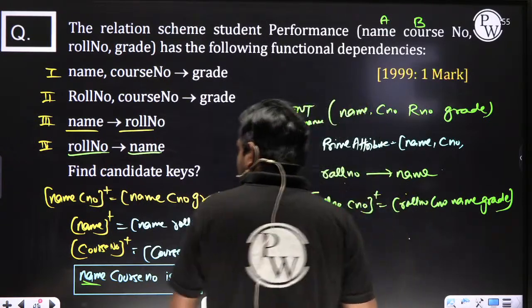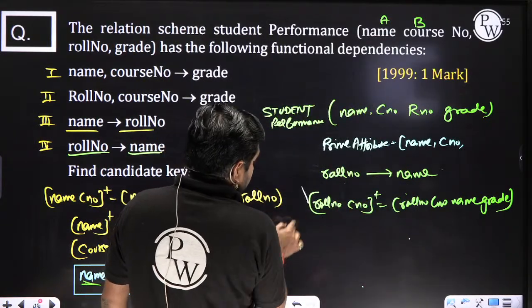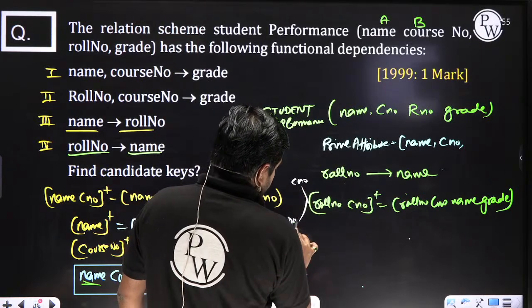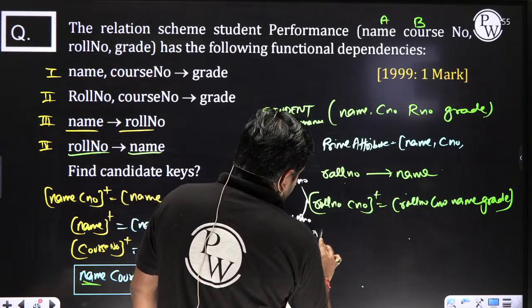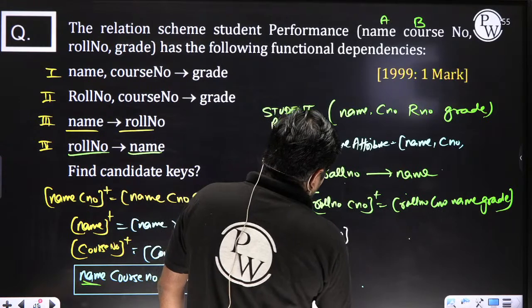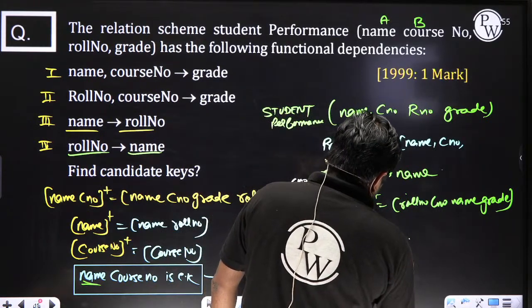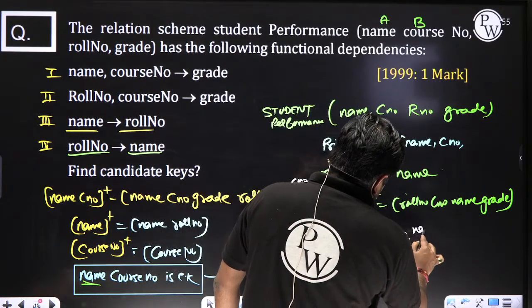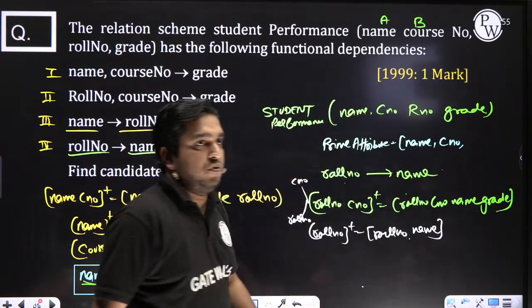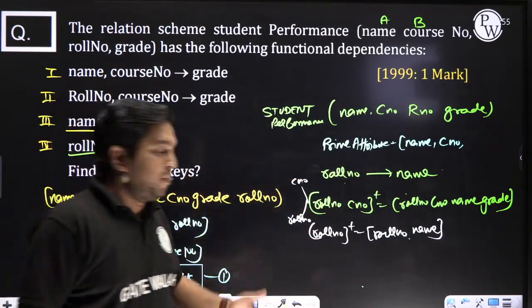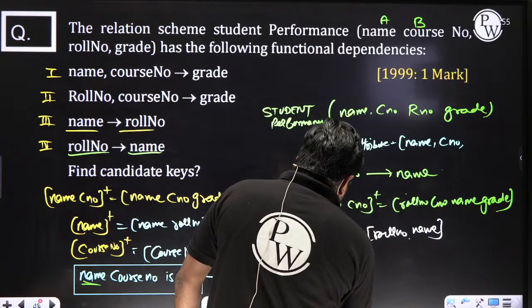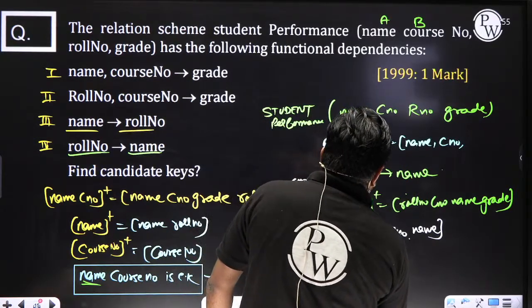Okay. So here, what is the subset? Course number and roll number. Course number we already took. Now we take the closure of roll number before declaring it a key. Then what happened? Roll number and name we are getting. Not getting all attributes, my dear. What is the second candidate key? Roll number and course number.